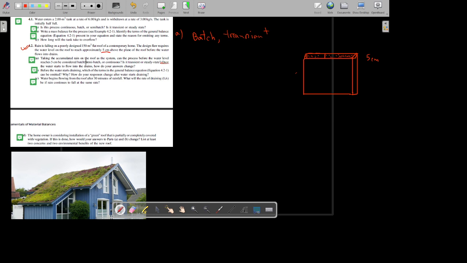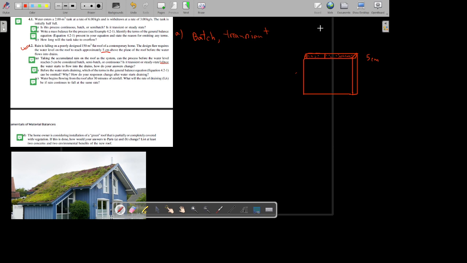Okay, once the water starts to flow into the drains, how does your answer change? Look at the question again. Once the water starts to flow into the drains, how does your answer change? I mean, when enough water has accumulated, when the water level reaches 5 centimeters.